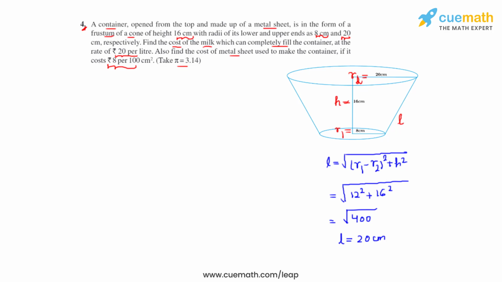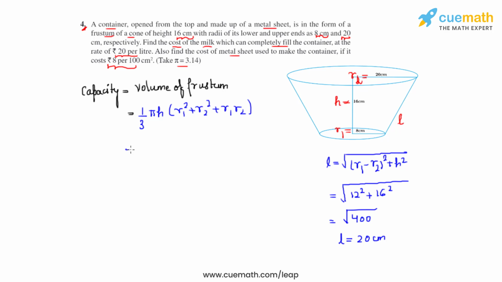Now the next part of the question is that we have to find the cost of the milk which can completely fill the container. So that is basically the capacity of the container. So what we have to do is to find its capacity. So the capacity will be equal to the volume of the frustum. The formula to find the volume of a frustum is 1 by 3 times pi times h times R1 square plus R2 square plus R1 R2.